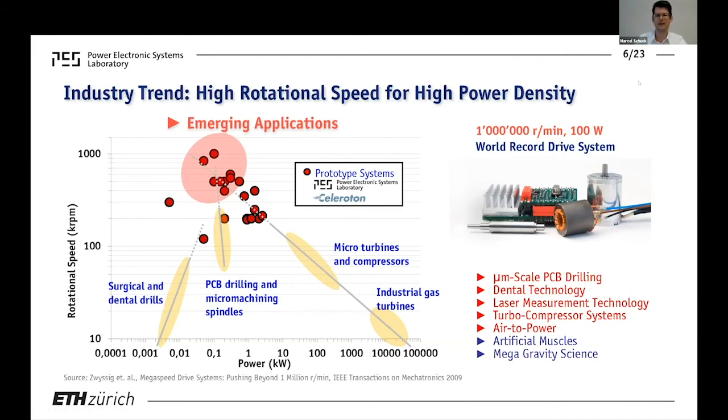And as you see here, there are quite a few prototype systems that we've built up at the Power Electronic Systems Laboratory in close collaboration with our spin-off Celeraton. And one of the research projects carried out here, for example, was a 1 million RPM, 100 watt rated power system that you can see here. So it's got a rotor diameter of 3 millimeters. And you can see quite a compact system for 100 watt of output power.